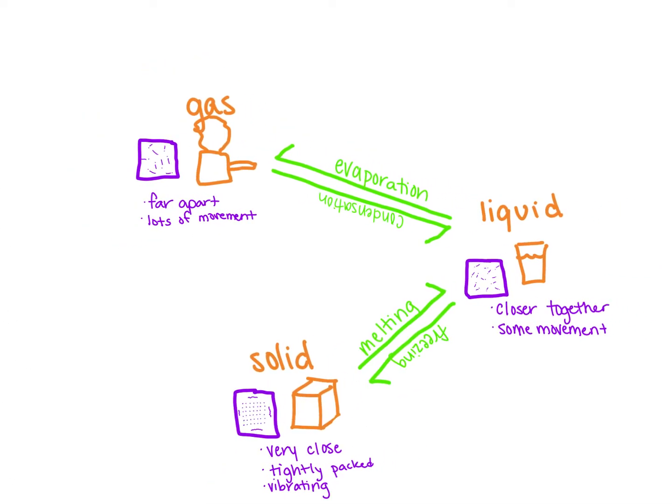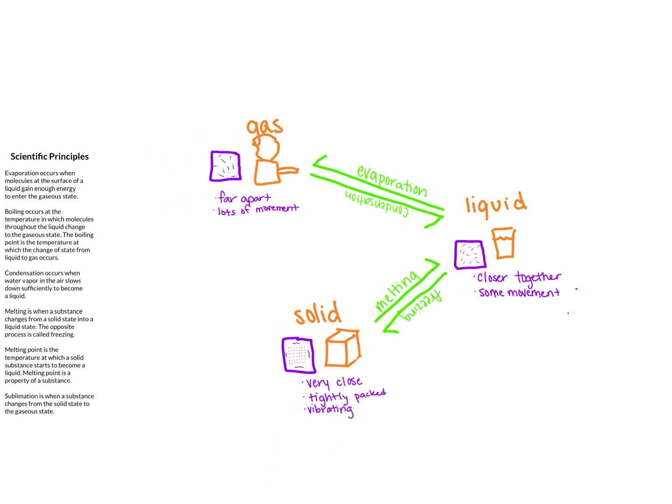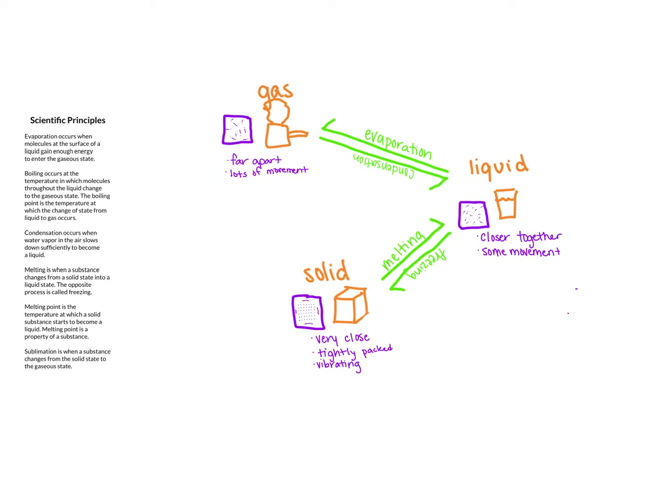Okay. So this we are probably very, very familiar with. So I am going to pause this right here. Once you've gotten this down, you can go ahead and hit resume. But we're going to take a look at our scientific principles with this. We just talked about evaporation. There's a scientific principle over here for evaporation. Evaporation occurs when molecules at the surface of a liquid gain enough energy to enter the gaseous state. So, short version. Molecules in liquid get enough energy to enter gas.